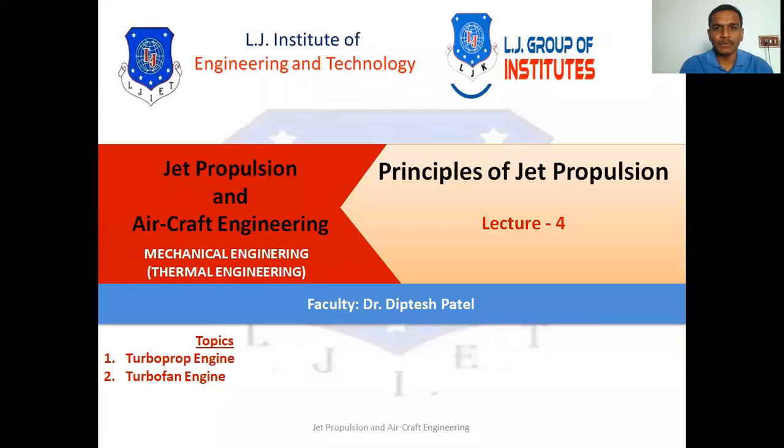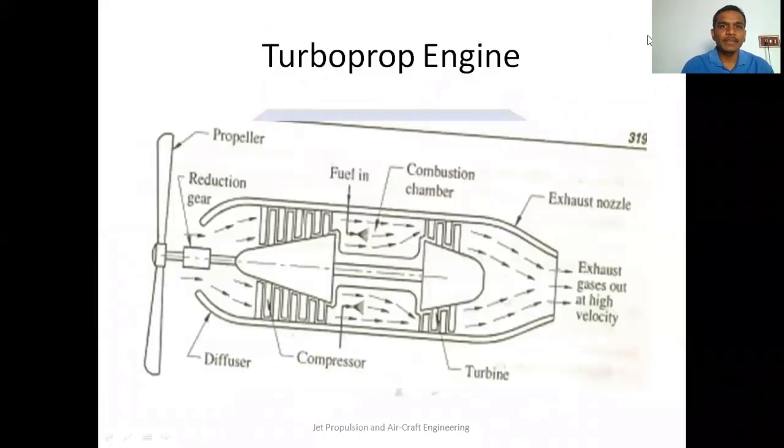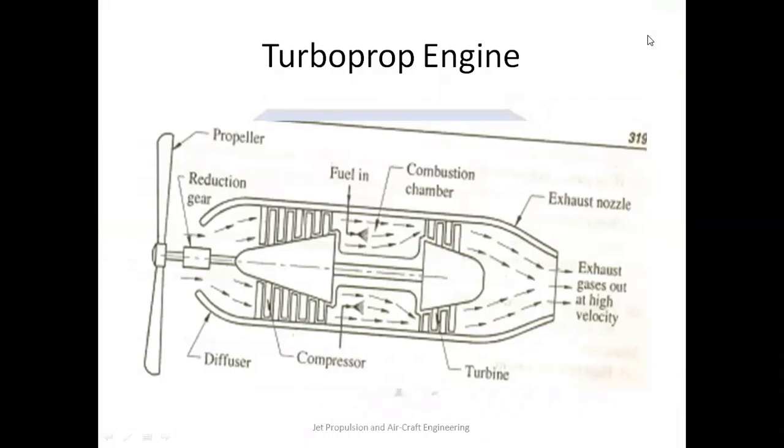This is lecture 4 of principles of jet propulsion, and here in this lecture I'm going to cover a couple of subtopics such as turboprop engine and turbofan engine. So first of all, let's begin with the turboprop engine. Turboprop engine was widely popular during the World War II. It was developed during the World War II, and even nowadays it is used for the smaller aircraft.